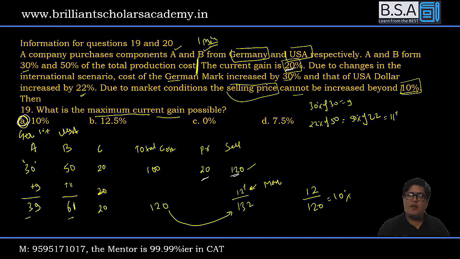Now you are increasing cost of A, cost of B. You are not changing cost of C. You did not change this. There is no change here. So you got a new cost price. Maximum increase can be 10%. 10% of this is 12. इंक्रीज किस में करना है? Selling price में increase करना है. 12 rupees, 132. So new cost, new selling price. What is profit percentage? 12 by 120, 10%.